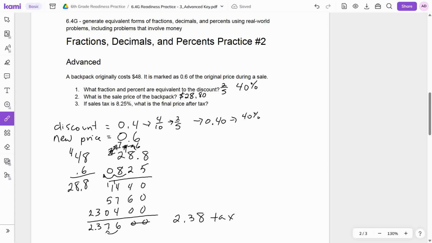And my new price is $28.80. So let's add the $28.80. And this is my discounted price. And so we'll add this up, and we're going to get 8, 11, another 11. There we go, $31.18 is my new price, including tax.